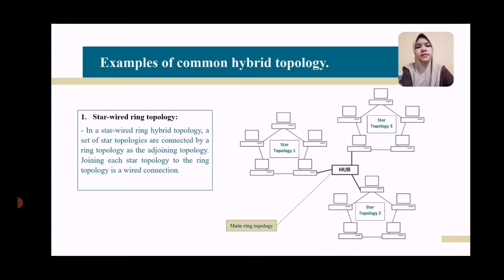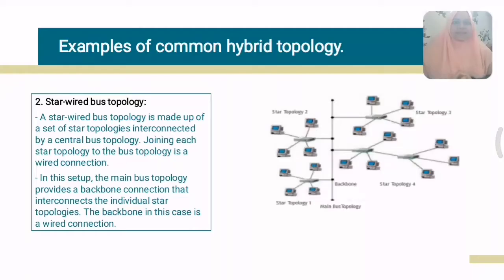These are the examples of common hybrid topology. First is star-wired ring topology. In this topology, a set of star topologies are connected by a ring topology. Here we can see the hub as the main ring topology, and then the stars around the hub are the star topologies that are interconnected from the hub.